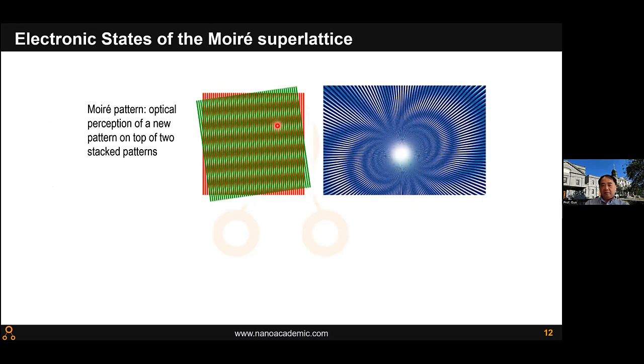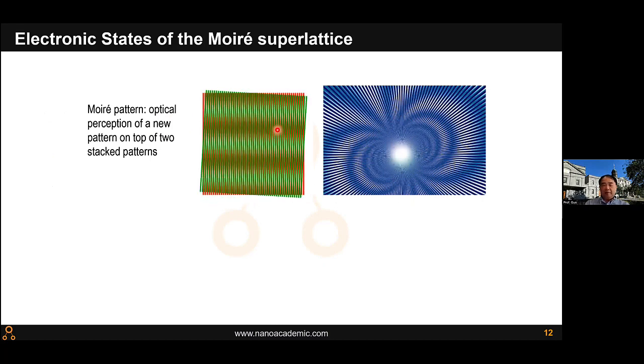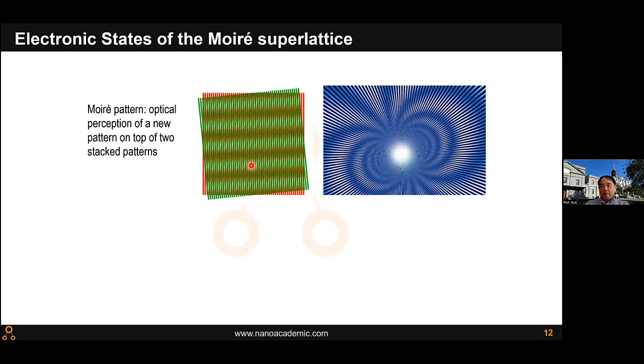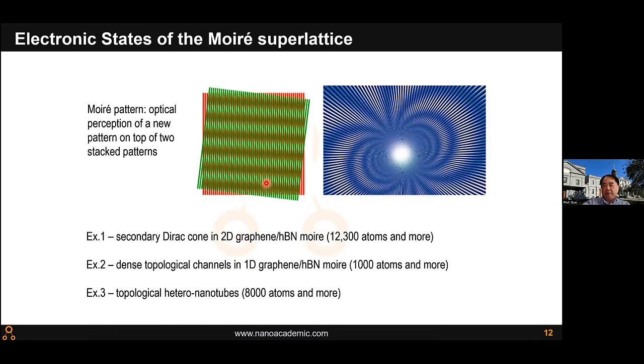You still have this Moiré pattern, but these atoms will interact. So this Moiré pattern has different edges and so on. And then this new atomic structure, this large scale atomic structure, can induce interesting functionality. Okay, so this is something that we wish to study.